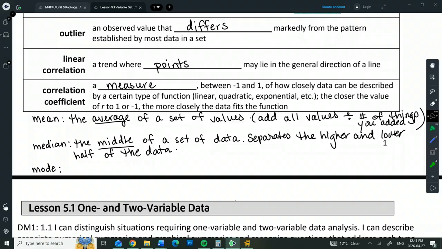If it's an even number of data, you'll take the 2 numbers in the center, like let's say there's not just a middle one, and there's 2 that are in the middle, you'll add them together and divide by 2 to find a median. Okay, and then the mode is the most frequently occurring number in the set of data.